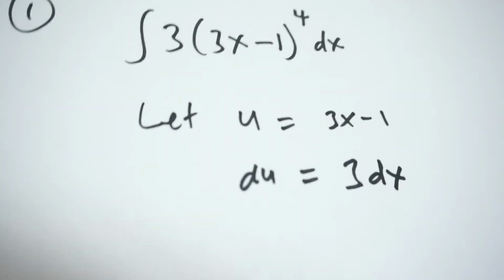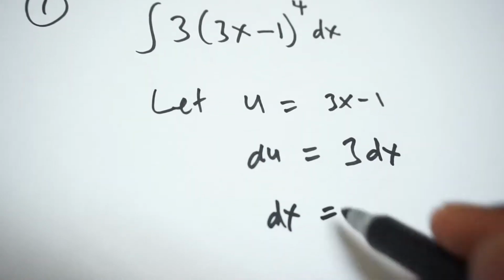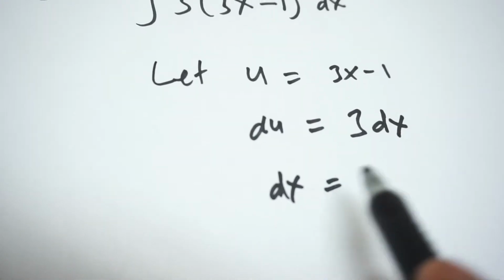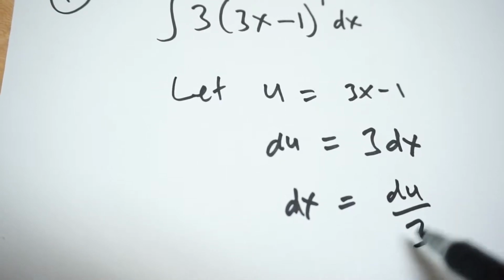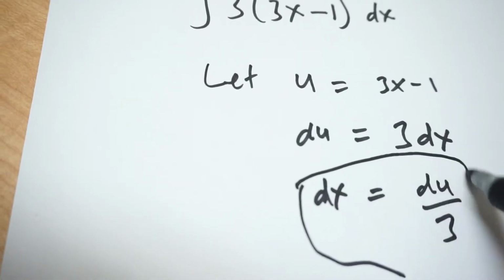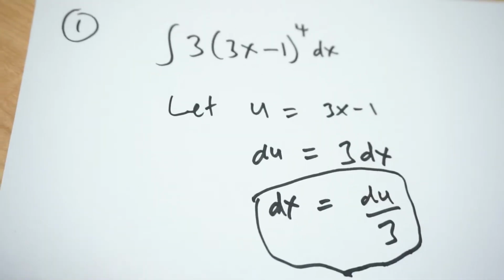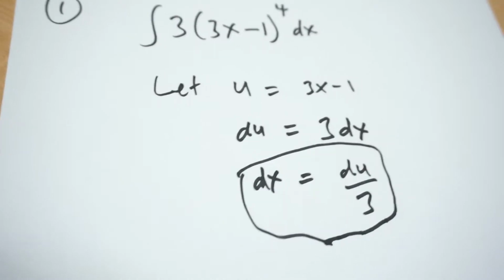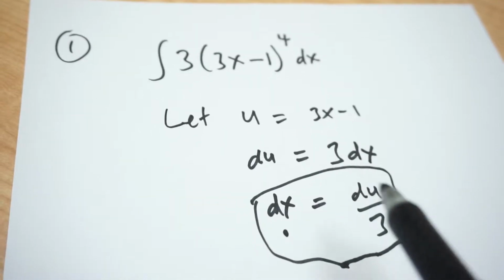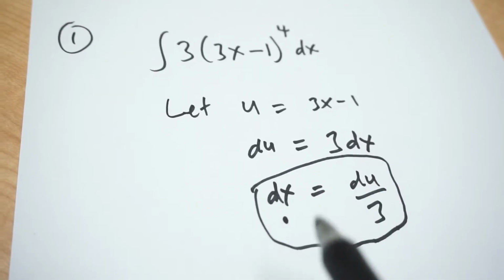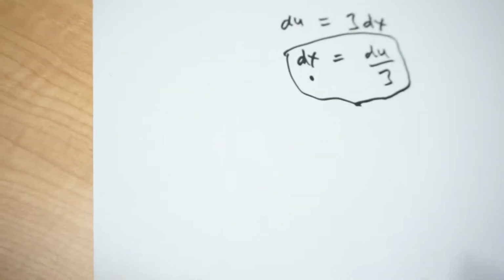That's very important. Alright, so from there what I do is I make dx the subject of the formula. So I divide both sides by 3, and that ends up being du over 3. So what I've just done right here is made dx the subject of the formula. You see there's a dx right here and there's also dx right here. So I'm just going to replace this dx, the new dx that I just got, into the original equation. Alright, so let me do that.